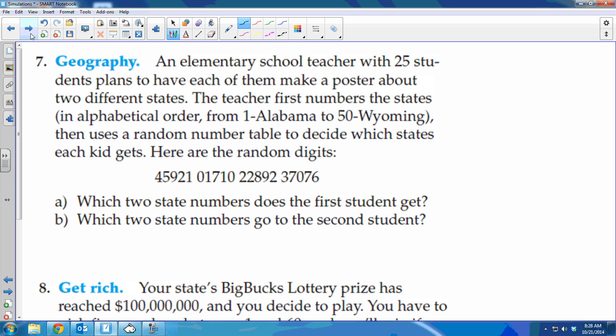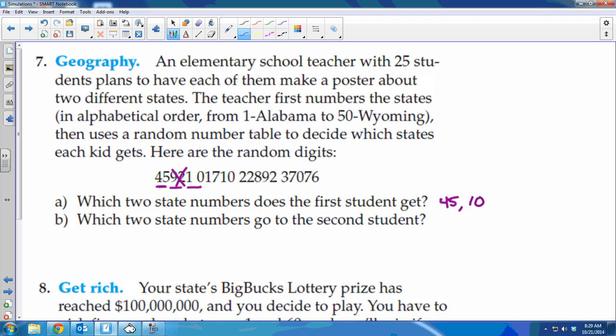So you're going to start all the way at the left, right? So we're looking at 1-digit numbers or 2-digit numbers? 2. So the first number is 45. Does that correspond with a state? Yes. It just asks for the numbers, it doesn't ask for the state, so you have to figure it out. It's fine. 45. The next number is 92. Does that correspond to a state? No, because we're going from 1 to 50, right? The next one is 10. So the first student would get 45 and 10 as the state numbers. And then they'll go back to the little chart and figure out which states those are.